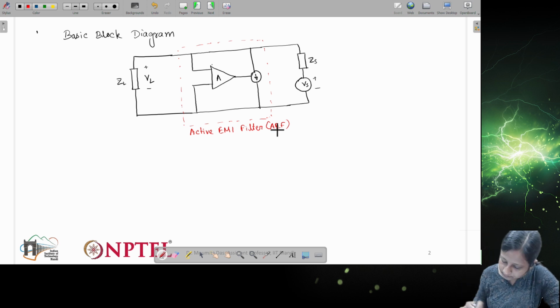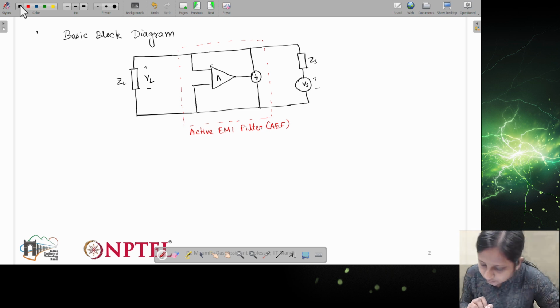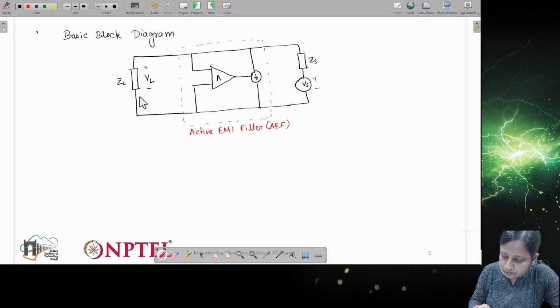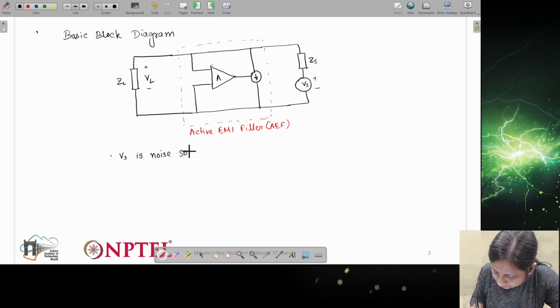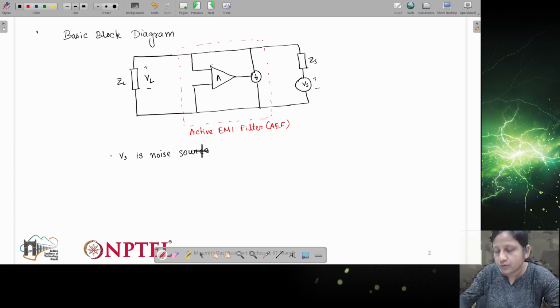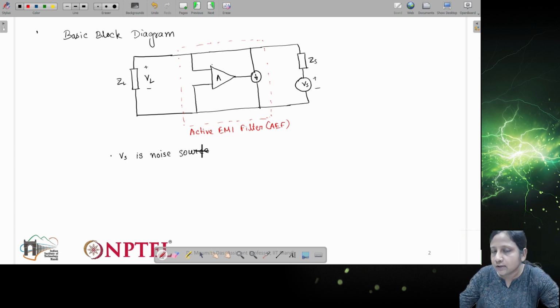Now, what are the components present in this particular block? You can see different components: ZL, VL, ZS, VS. Here VS is the noise source, which is actually generating the noise. Let's say this noise can be a ripple kind of thing like this.